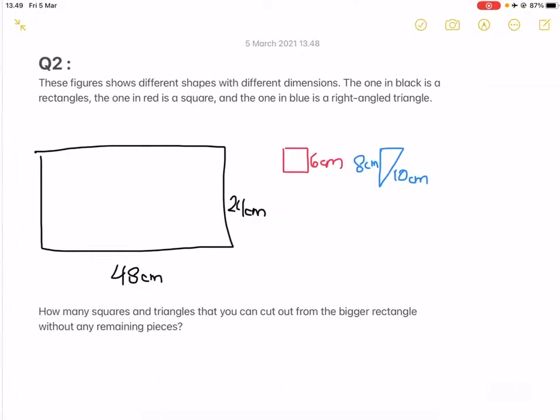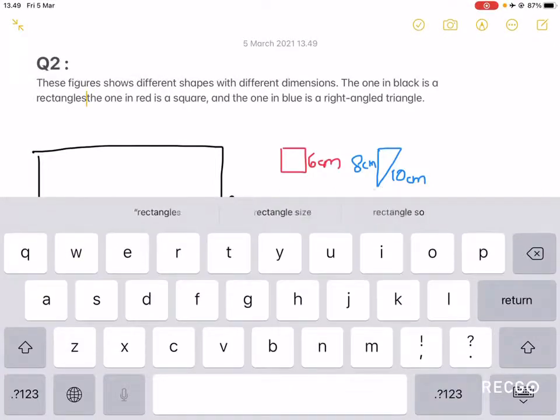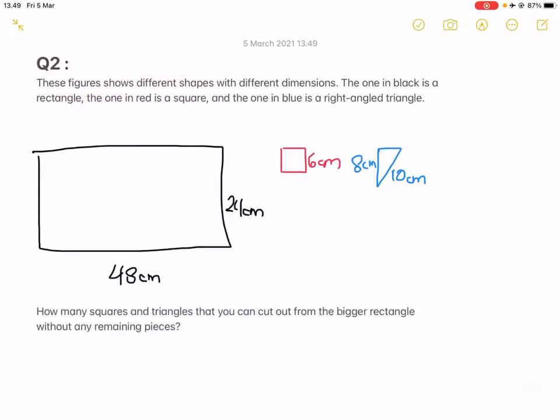And for question 2, these figures show different shapes with different dimensions. So the one in back is a rectangle, and this is a typo. The one in back is a rectangle with side lengths 48 centimeters and 24 centimeters. The one in red is a square with side length 6 centimeters, and the one in blue is a right angle triangle with a height of 8 centimeters and a hypotenuse of 10 centimeters. How many squares and triangles can you cut from the bigger rectangle without any remaining pieces?